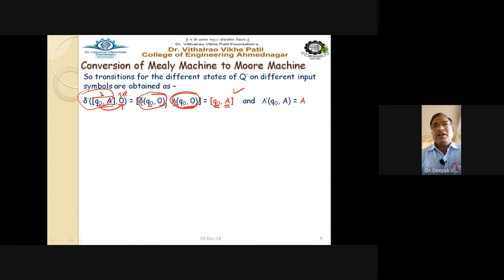And next is nothing but λ'. That is nothing but we have to find out the output for this particular state [Q0, A]. And the output for [Q0, A] is equal to A. So this A you have to just write down here. That is nothing but A. Clear?